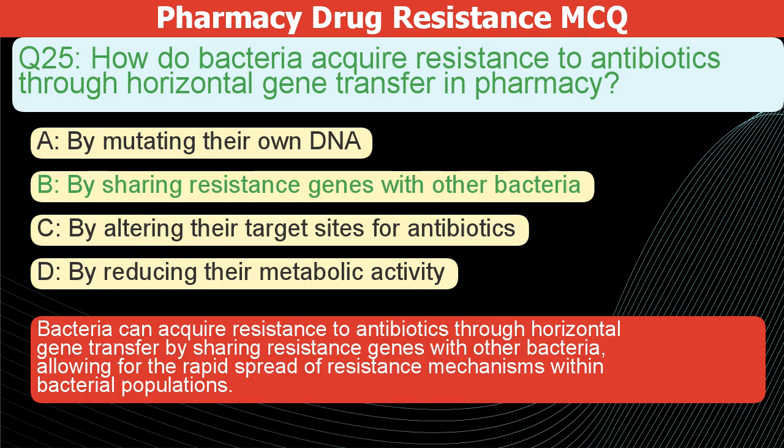The correct answer is B. Bacteria can acquire antibiotic resistance through horizontal gene transfer. They share resistance genes with other bacteria. This allows for the rapid spread of resistance within bacterial populations.